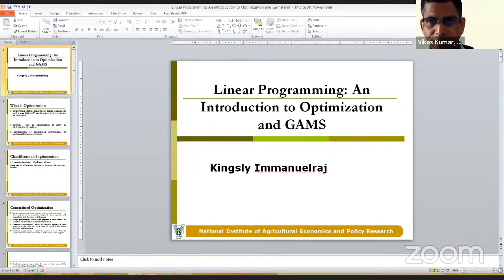That slides are not moving? Yes, it will move. I have not yet moved it. I'm just explaining it.